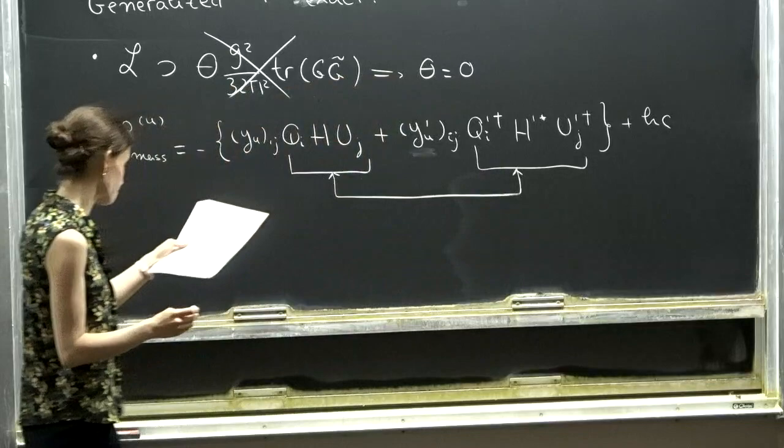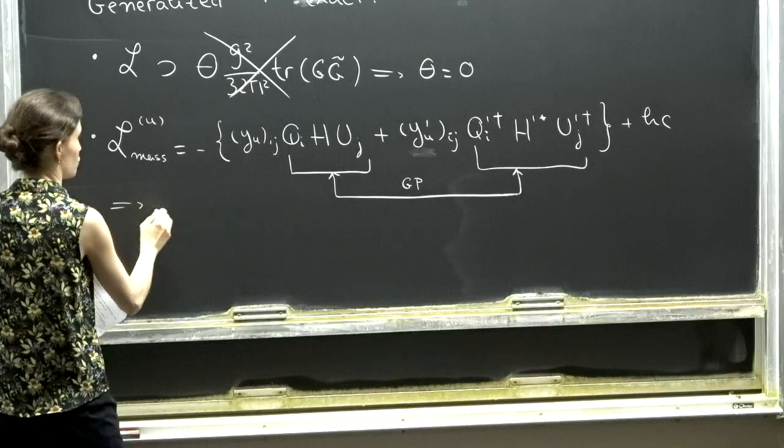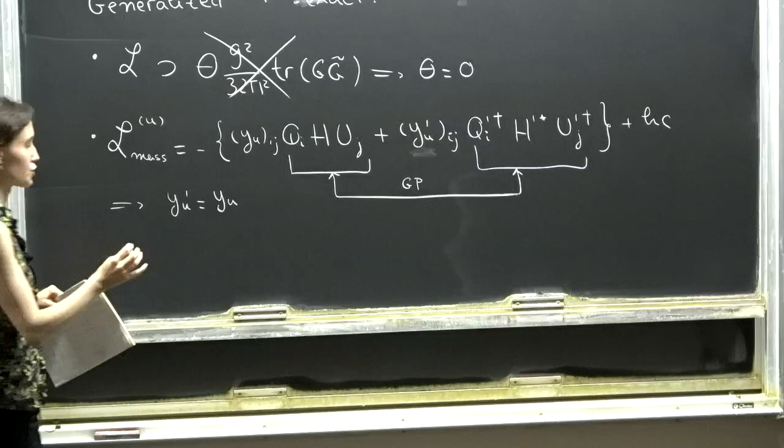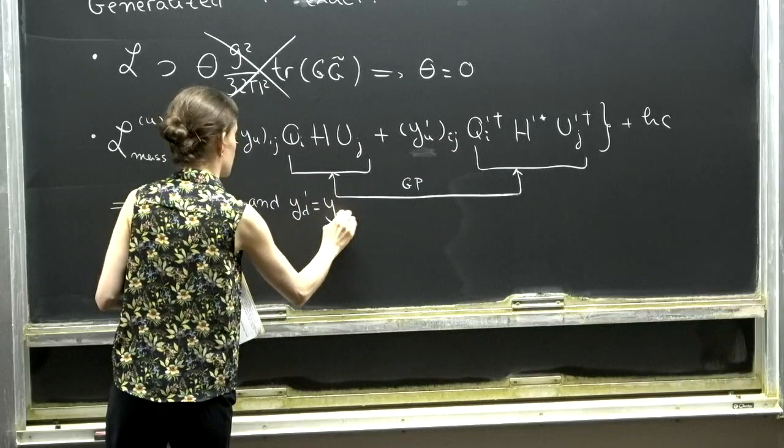which is the same as saying that if we want this symmetry to be exact, Y_U prime and Y_U actually have to be the same. And this is also true for the down quark sector. Okay, so these matrices cannot actually be independent of each other. They have to be identical.